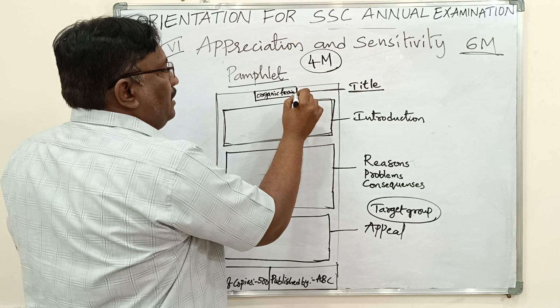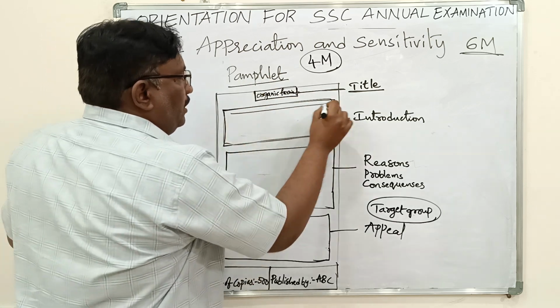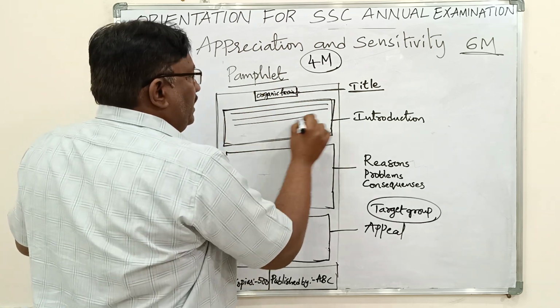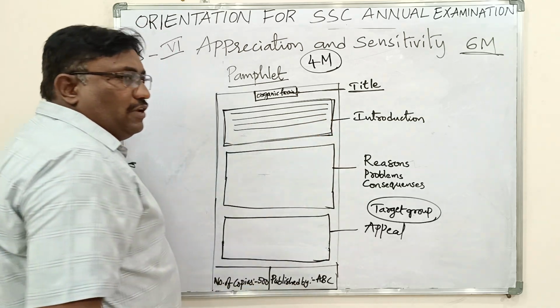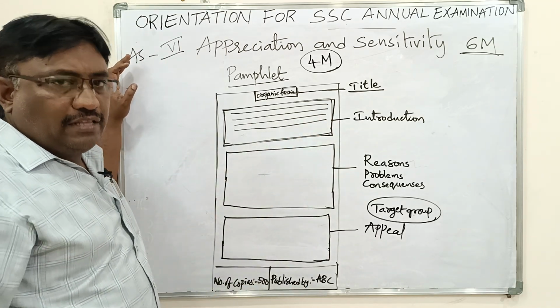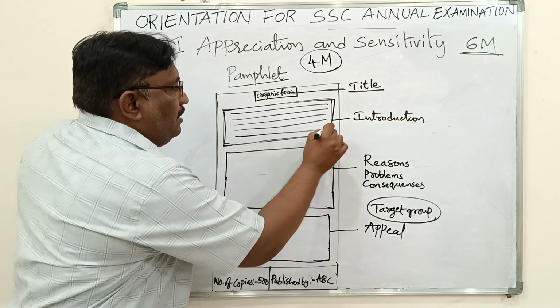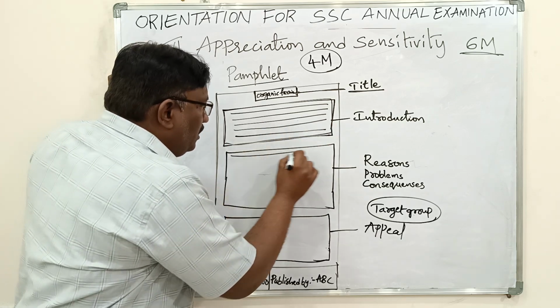So what do you mean by organic farming? Its introduction we have to write. Organic farming is a type of agriculture where we avoid the use of chemical fertilizers and pesticides. Like this, we will write the introduction. If you don't go for organic farming, what happens?